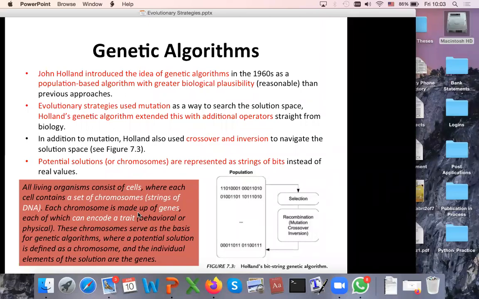For example, what would be the shape of my nose, ear, eyebrows, and the whole face and the whole body? What would be the shape I will get after 1 year or 2 years? This is coded in our genes.